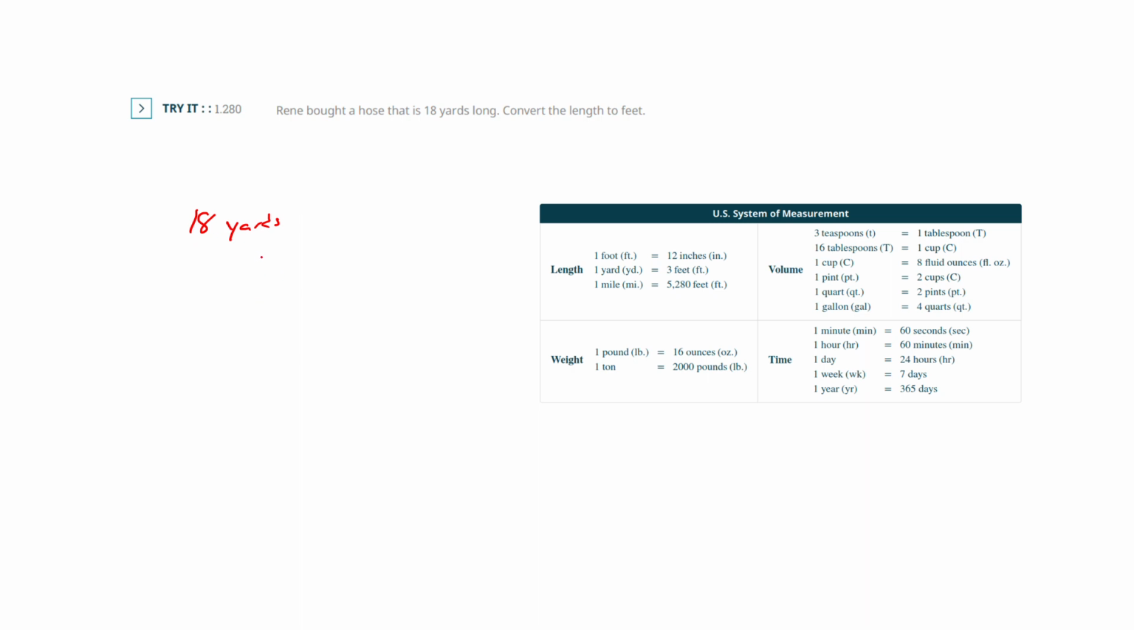If we're doing yards to feet, so where is it here? So here's yards to feet. Here's the one we want. And we want to choose it so we've got the feet on the top and the yards on the bottom so that the word yards will cancel. Now we multiply across the top. Oh, sorry, hold on. I was trying to do this in my head. You get 54 feet.